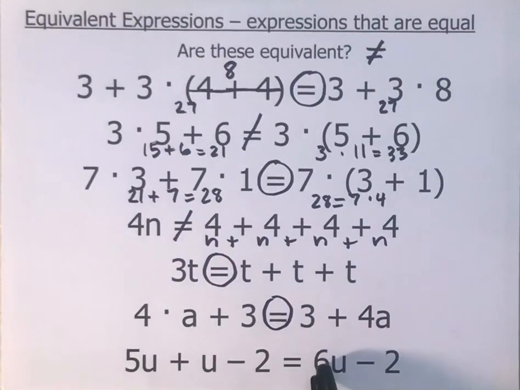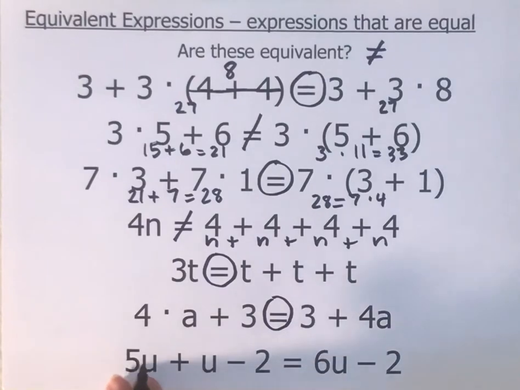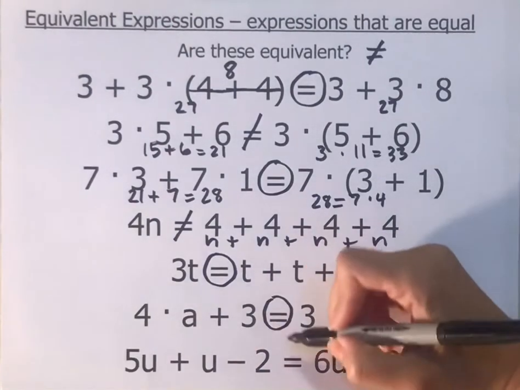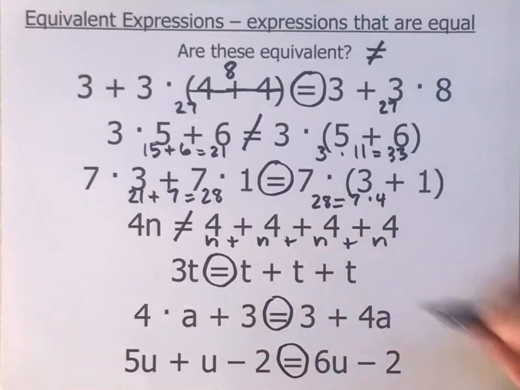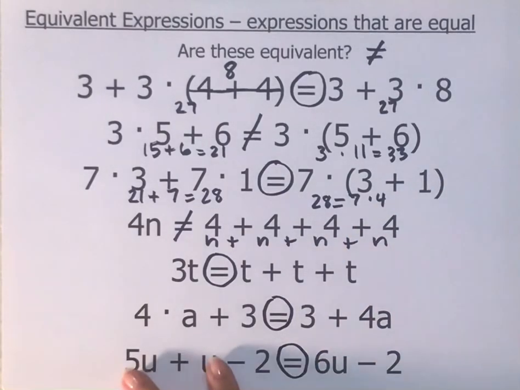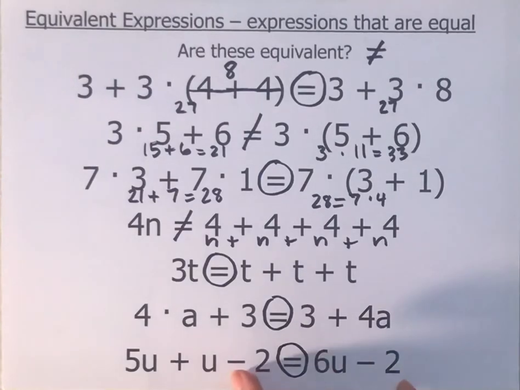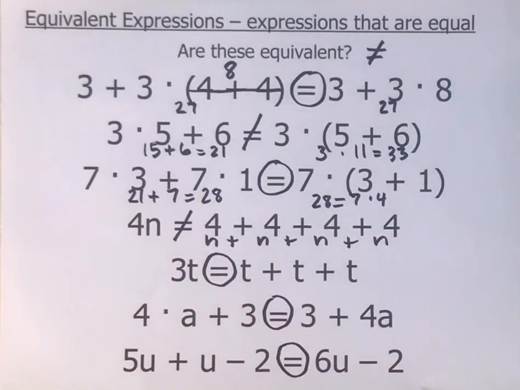And then let's look at this last one. So we have 5u plus u. If we put the 5u and the u together, we get 6u. So I agree with that. And then it says minus 2, minus 2. So these are also equal to each other because these two together will give you that, and then these still look the same. So those are equal to each other.